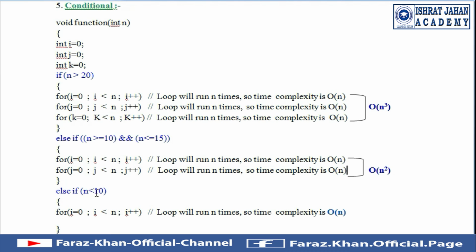Else if n is less than 10, this body will execute and the complexity of the given loop, because the loop will run n number of times, would be O(n). Now the noticeable thing is that in this specific code, we won't add up the complexities just like the sequential, because in this specific code only one condition will be executed at a time.